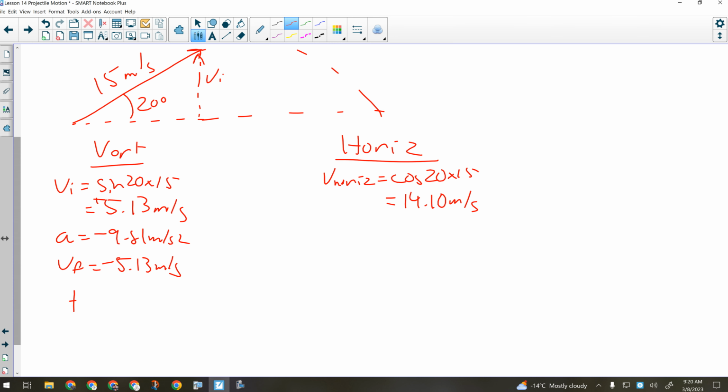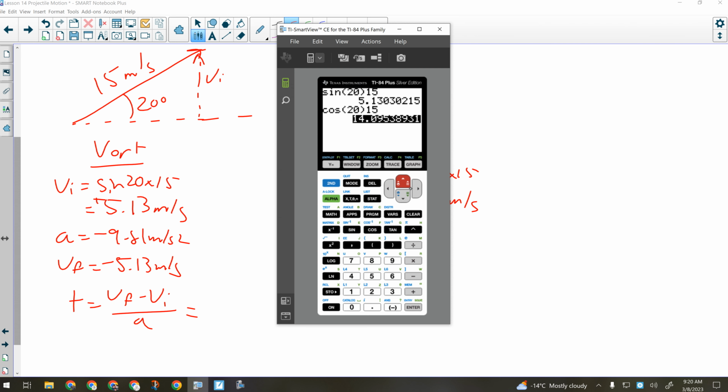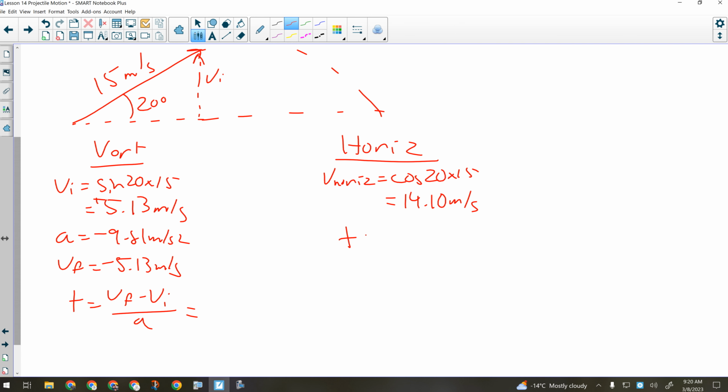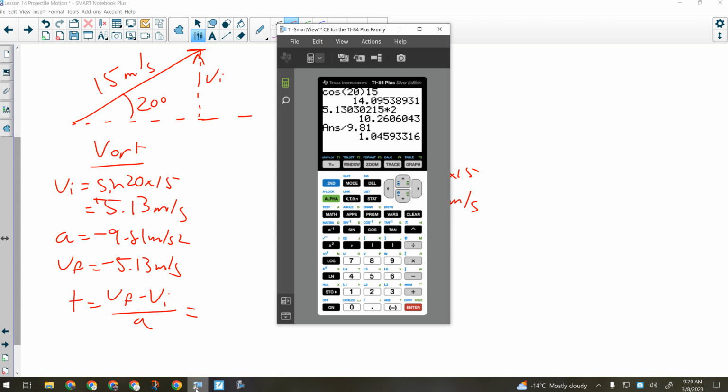Time equals VF minus VI over A. So take that number again, multiply it by 2, divide it by 9.81. So we're in the air for 1.05 seconds. That's the only number that can go across. D equals V times T. We're looking at 14.7 meters horizontally.